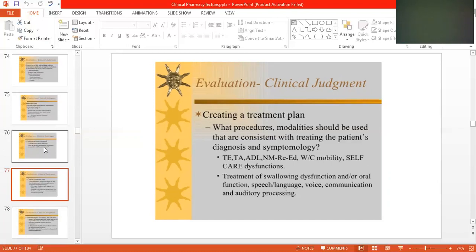Creating a treatment plan: what procedures and modalities should be used that are consistent with treating the patient's diagnosis and symptomatology. Self-care dysfunctions, treatment of swallowing dysfunction and or oral function, speech, language, voice communication.